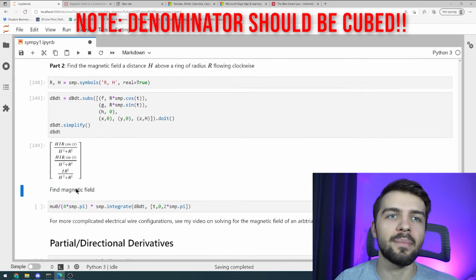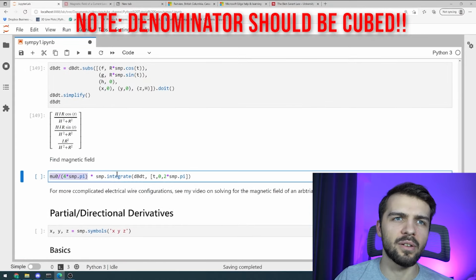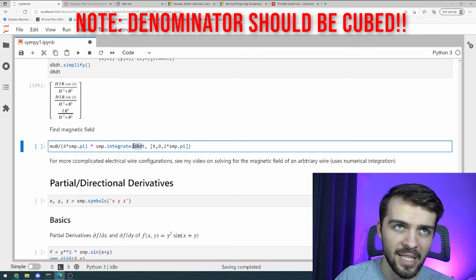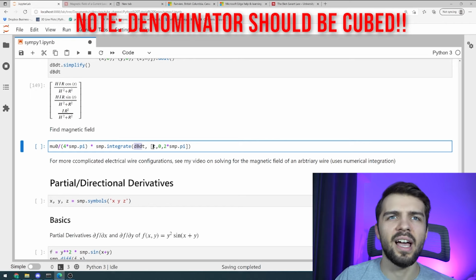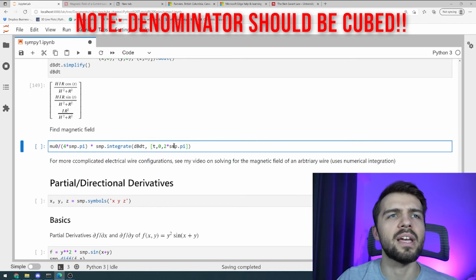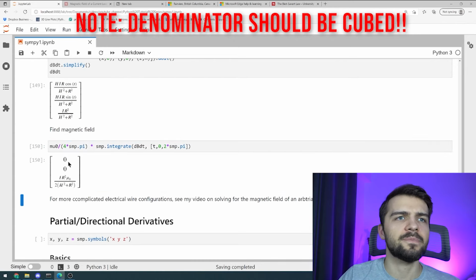Then I can actually find the magnetic field: my constant out front, and I integrate the integrand. This is a vector integral, right? dB/dt is a vector that looks like this, and I go from t equal to 0 to 2 pi, and that gives my full ring in space. I evaluate this, and I get the value of the magnetic field.